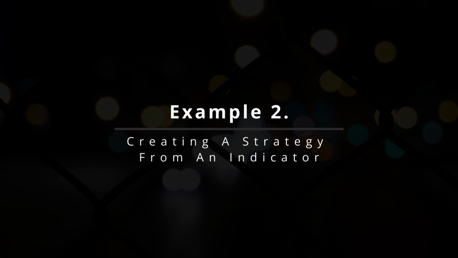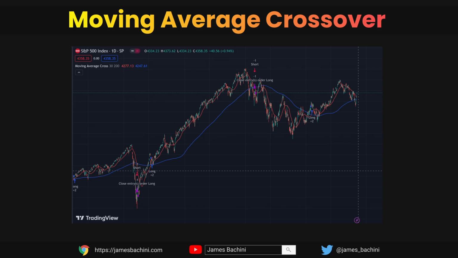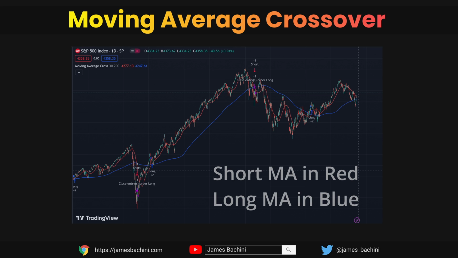Example 2, creating a strategy from an indicator. Now, let's look at one of the most famous trend-following strategies of all time, the moving average crossover. This will require not one, but two of our elegantly crafted moving averages, which we learned about in the previous example. A short moving average, which closely follows the actual price, evening out any periods of volatility, and a long moving average, a slower moving average, which is based on more historical data to calculate a longer term value.